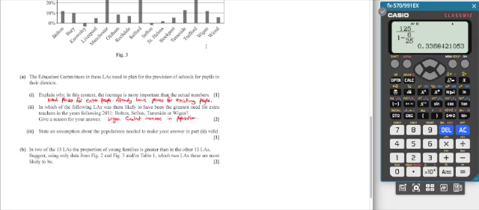State an assumption about the populations made to make your answer valid. Populations grow at the same rate. In 2 of the 15 LAs, the proportion of young families is greater than the other 13. Suggest, using only data from Figure 2 and Figure 1 and/or Table 1, which 2 LAs these are most likely to be.